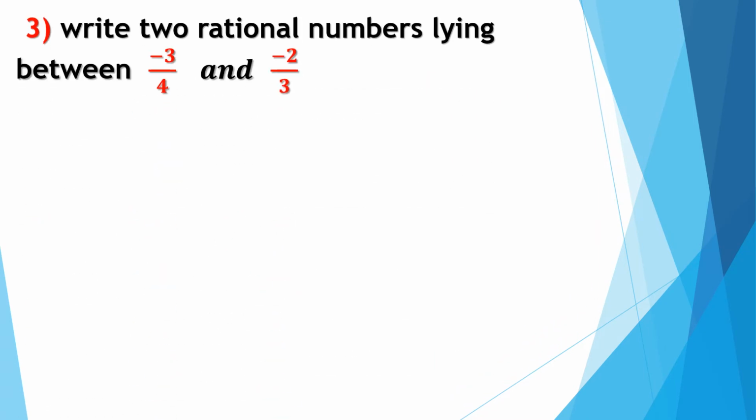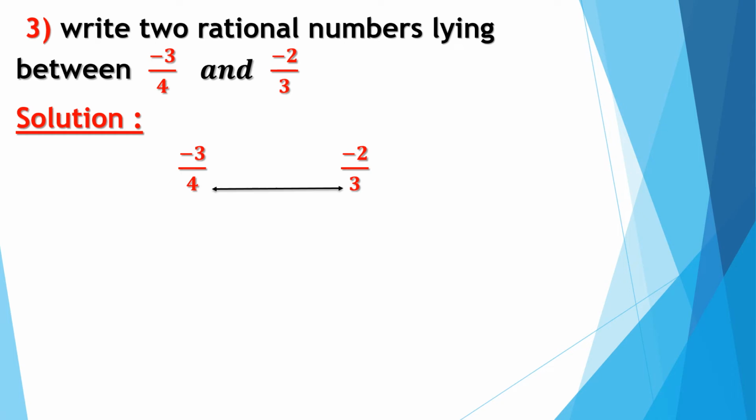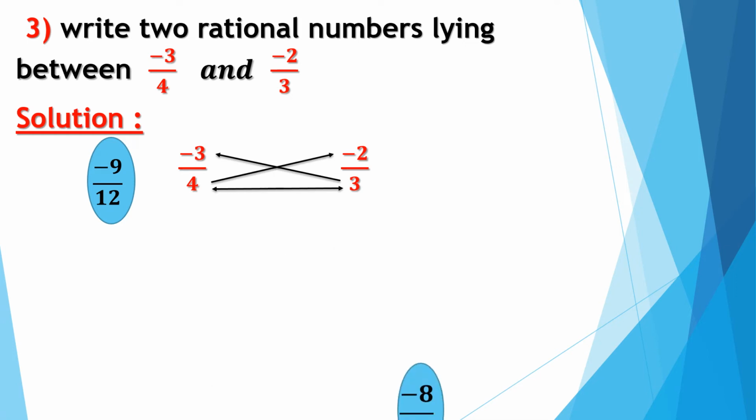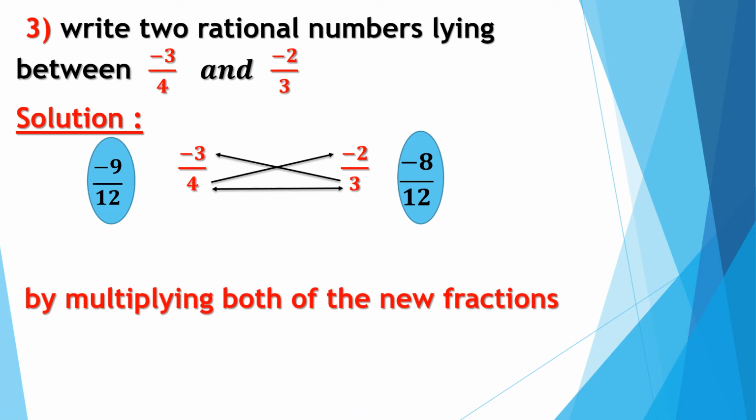Write two rational numbers lying between negative 3 over 4 and negative 2 over 3. By the same way, we can do it by cross multiplication, like we said before. Yes, in the denominator we have 4 and 3, so the common is 12. 3 times negative 3 is negative 9. On the other side, the second number is negative 8 over 12.